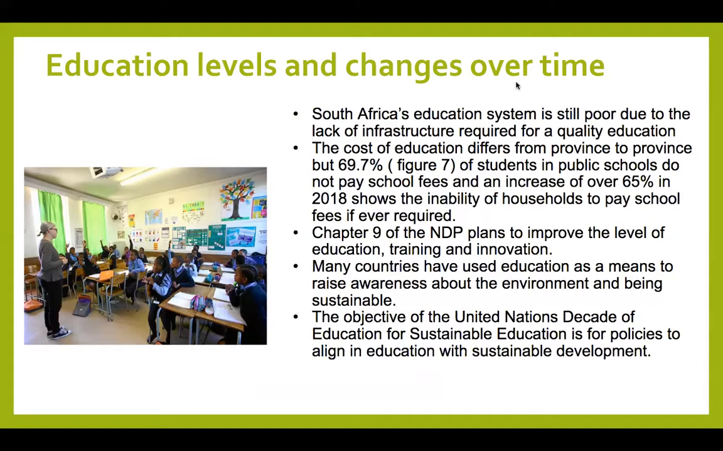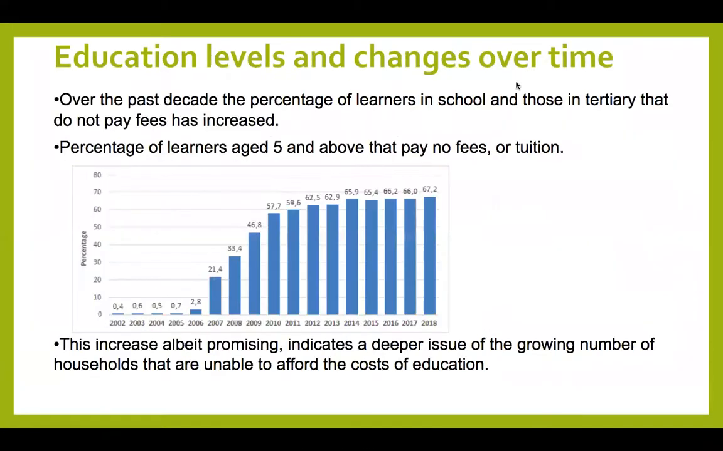Many countries have used education as a means to raise awareness about the environment and being sustainable. The objective of the United Nations Decade of Education for Sustainable Development is for policies to align education with sustainable development. Taiwan, for example, introduced the Environmental Education Act, which looked to ensure that an environmental education fund is set up and is used for conducting research and compiling teaching material, studying and drafting environmental learning programs for the school.